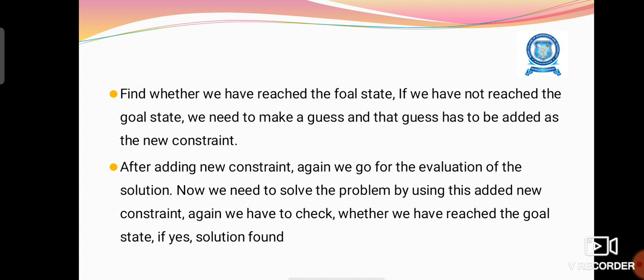After adding the new constraint, again we go for the evaluation of the solution. Now we need to solve the problem by using this newly added constraint. Again we have to check whether we have reached the goal state. If yes, solution found.